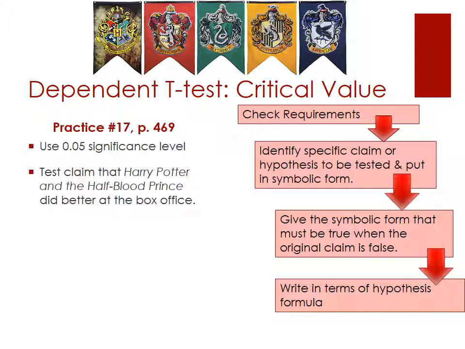Similar to what we looked at with the independent t-test, we're going to be solving a problem using a critical value approach. We're going to solve a problem using the p-value approach and using StatCrunch, and then we're going to look at doing the confidence interval, both with hand computations and with StatCrunch.